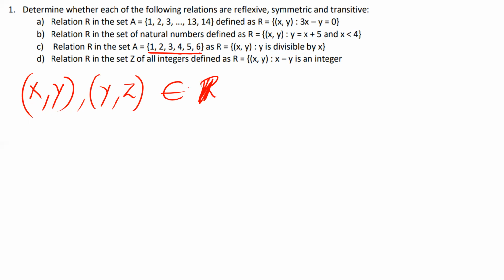this tells us it's possible for you to also find (x, z) in this expression. So this is also going to be a member of the relation there. Hence, this one is transitive.